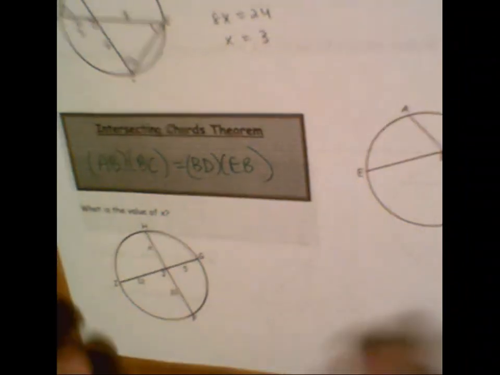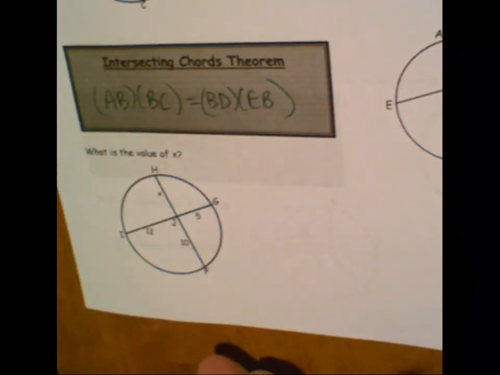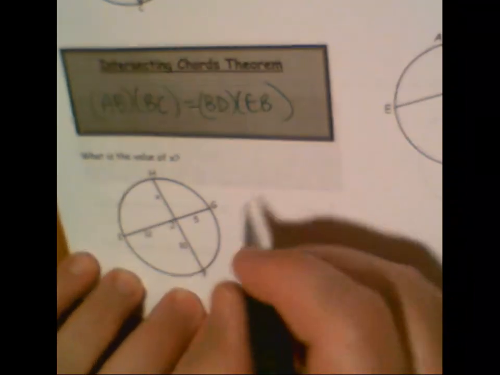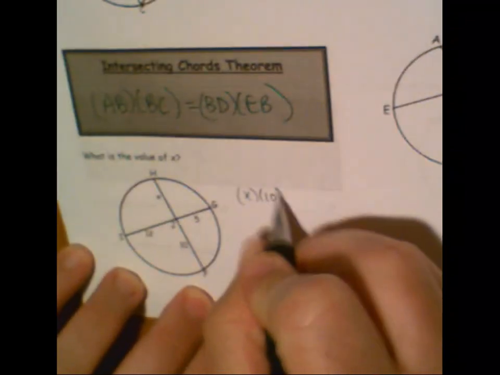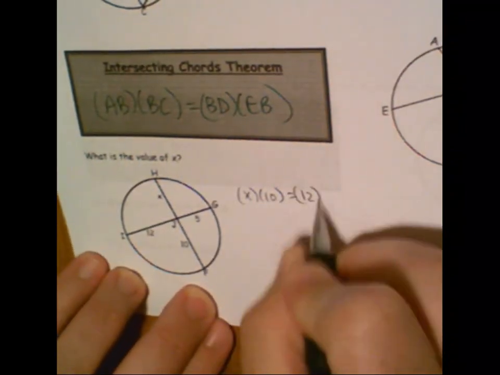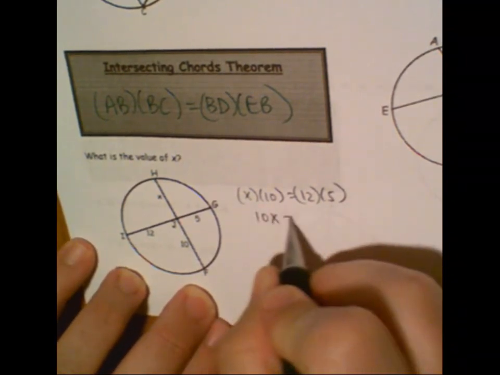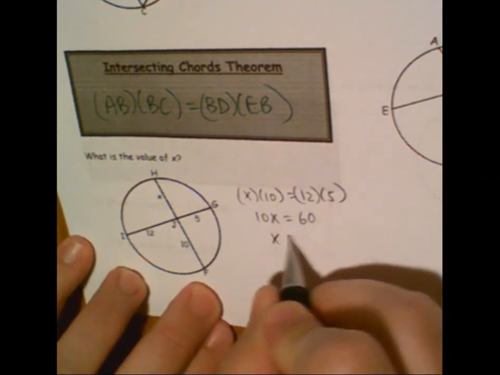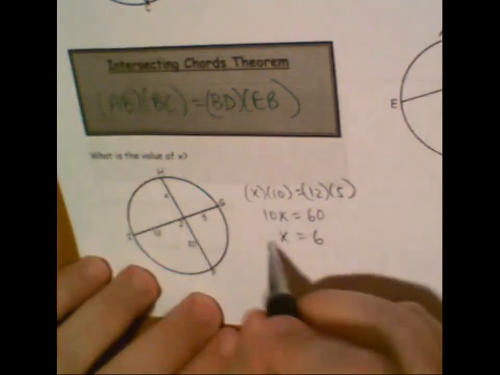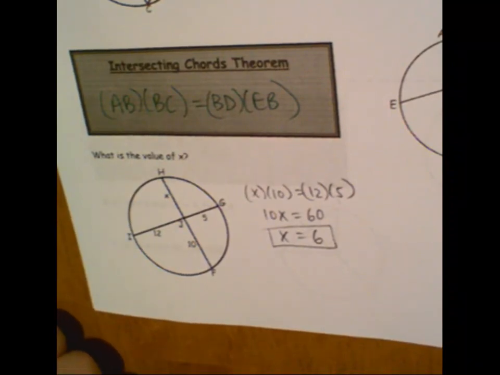So, what is the value of x here? Well, we follow that very simple rule that we just did. So, x times 10 is equal to 12 times 5. 10x is equal to 60. Divide both sides by 10. X is equal to 6. And that's how easy it is. That is how easy the first rule is.